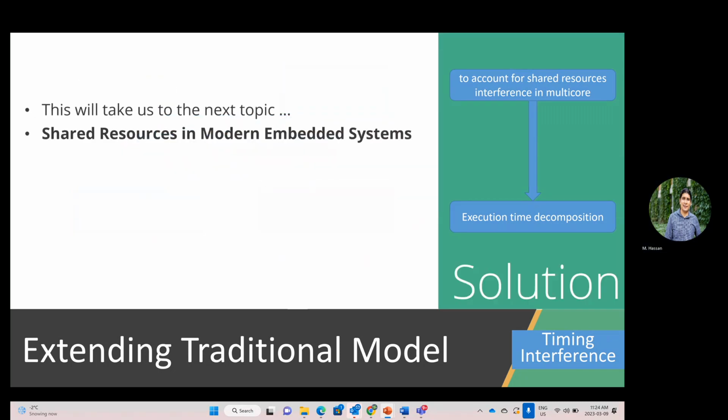Good. And this takes us to the subsequent topic, which is how to account for different shared resources in modern embedded systems. I will give you a 5 minute break, and then I will switch to the slides. I will also upload the new slides. Take 5 minutes to refresh your mind, and then we switch to that topic.